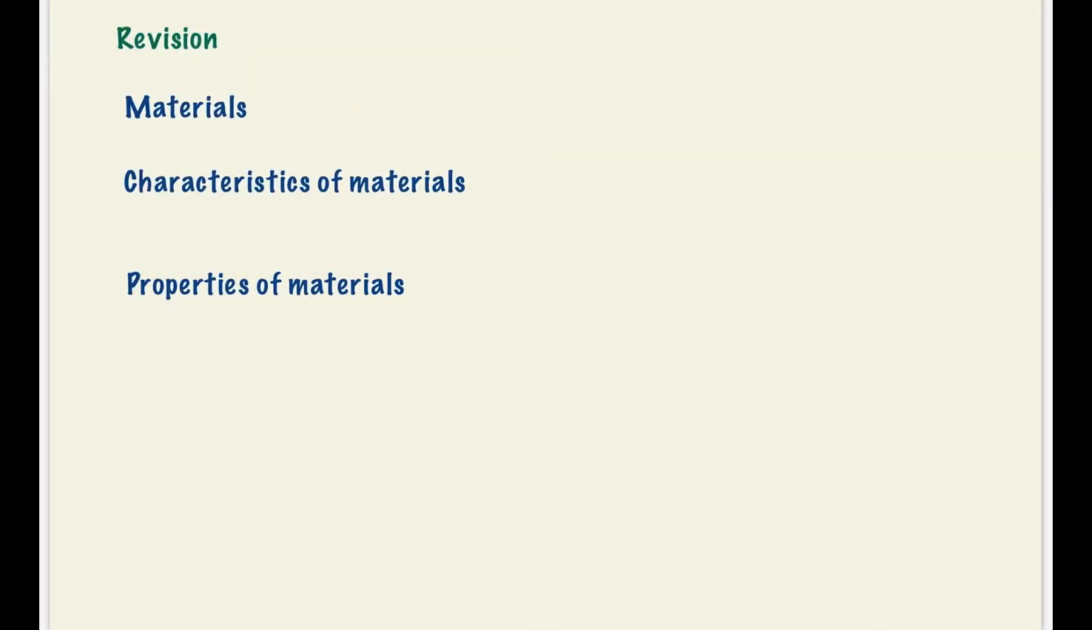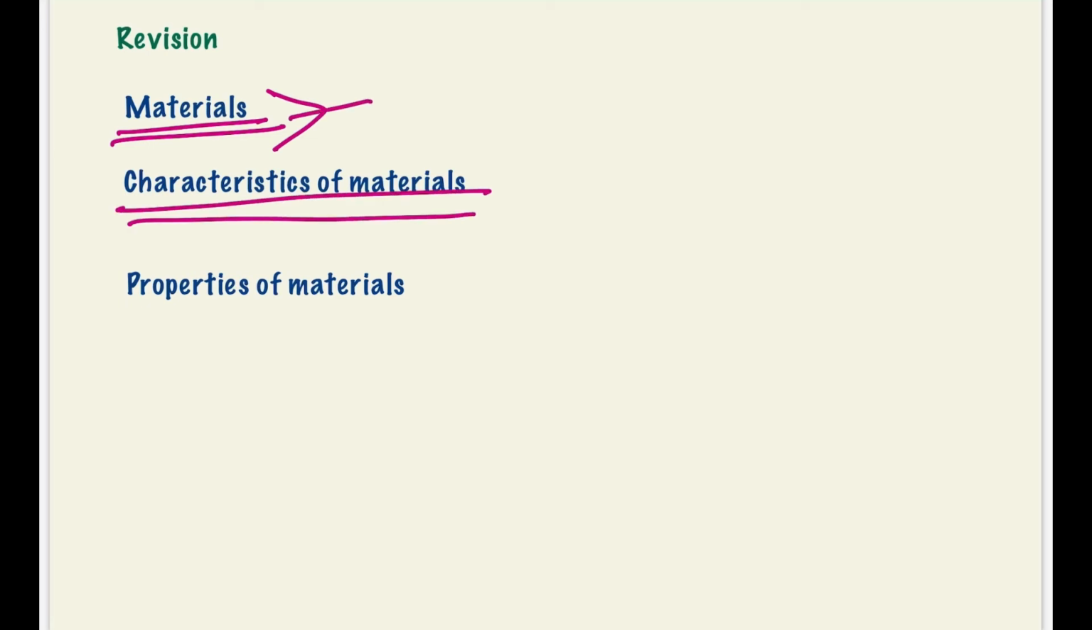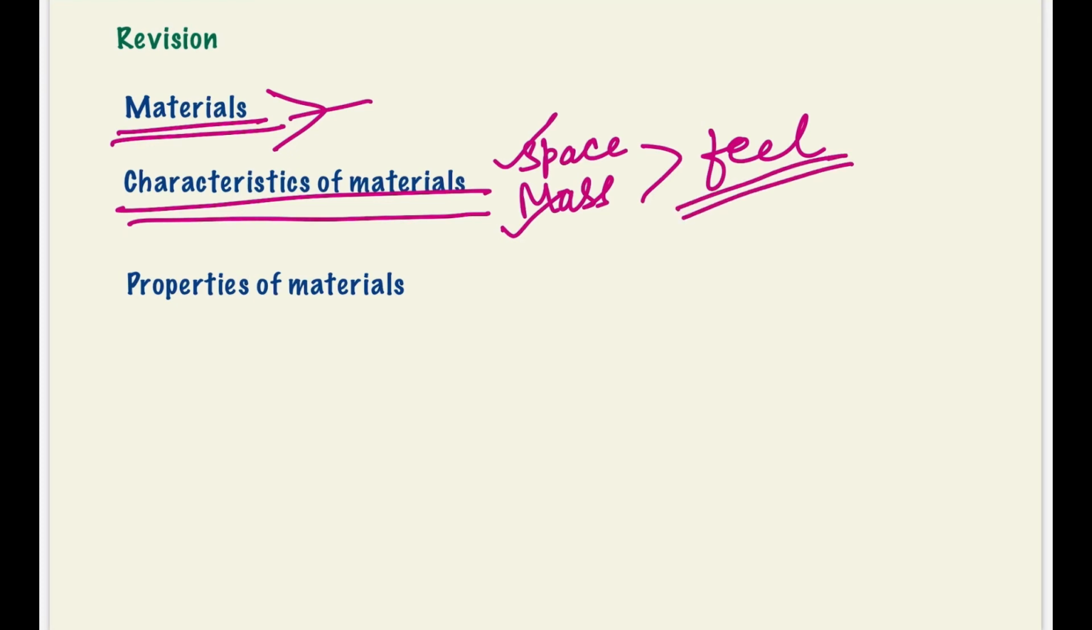So we will take a revision now. What are materials? The matter which an object is made up of is called material. So what are the characteristics of material? We discussed that it should occupy space and it should have some mass. And one more thing you can add here, that you should be able to feel it also. So three characteristics of material: one, it should occupy space; second, it should have some mass; and you can feel it also. So these are the characteristics of material.